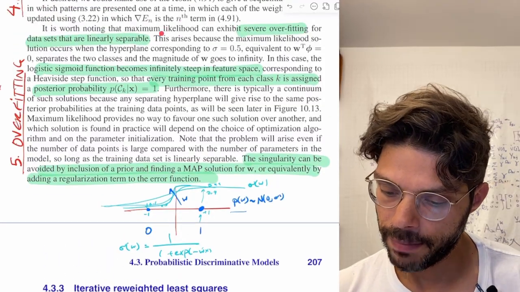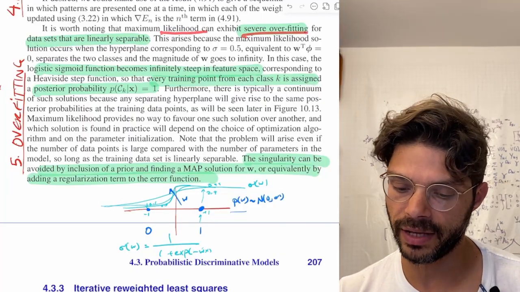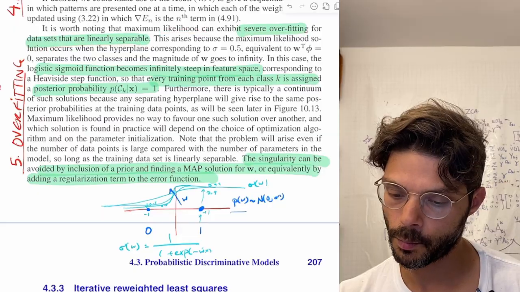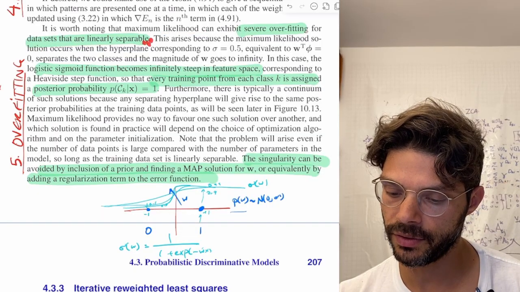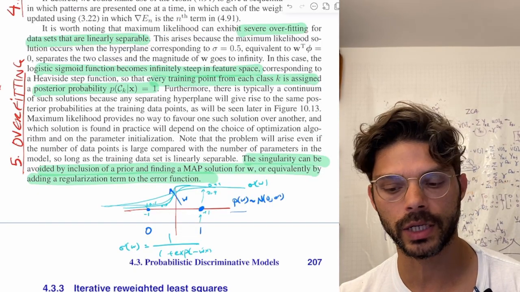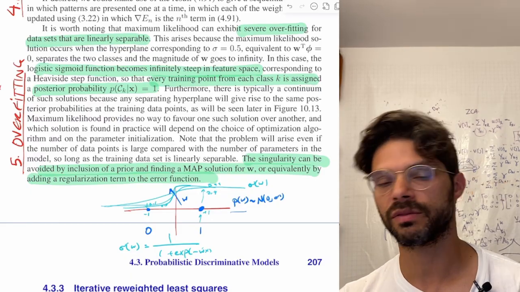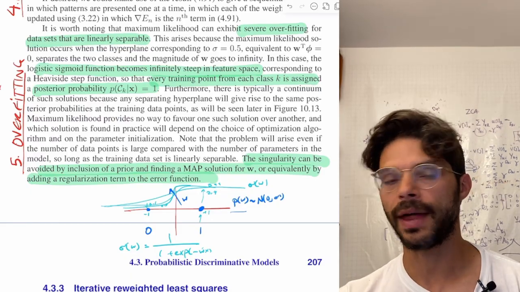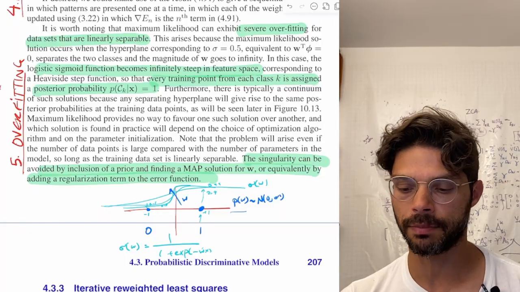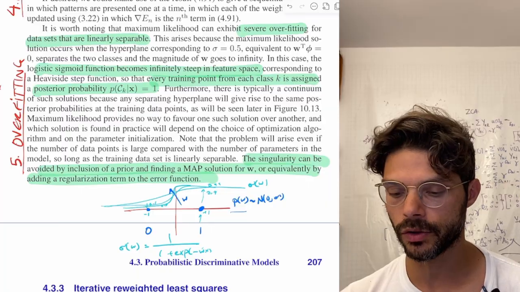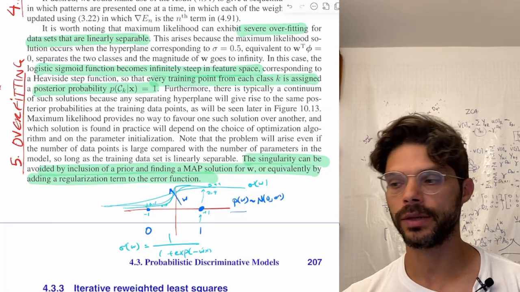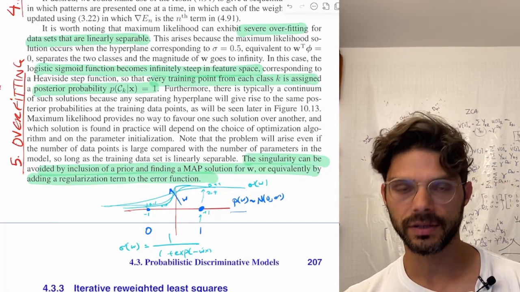So that's what we're talking about here: maximum likelihood can exhibit severe overfitting for data sets that are linearly separable. And you might think this doesn't come up that much, but in the old days, when you didn't have that many parameters and you had lots of examples, it was unlikely that your 1,000 points in your dimensions were going to be linearly separable. But now we have the reverse situation, where you have like 100 points in 10,000 dimensional space.